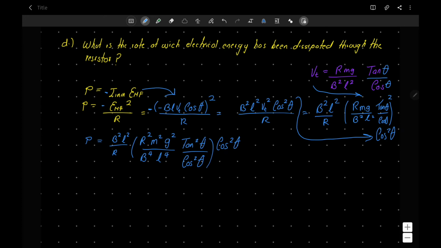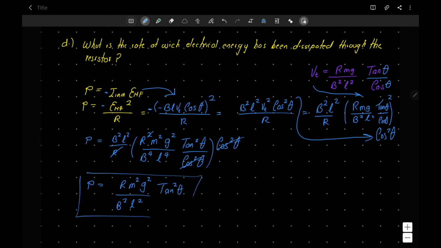Then I'm gonna say that these two cancel, and the power is equal to mass squared, gravity squared, over B field squared, L squared times tangent squared, and that's in joules per second. That's the rate at which electrical energy has been dissipated throughout the resistor.